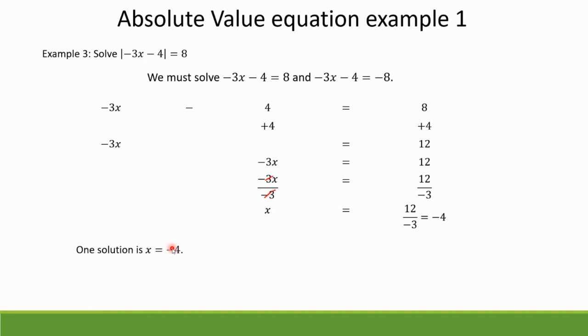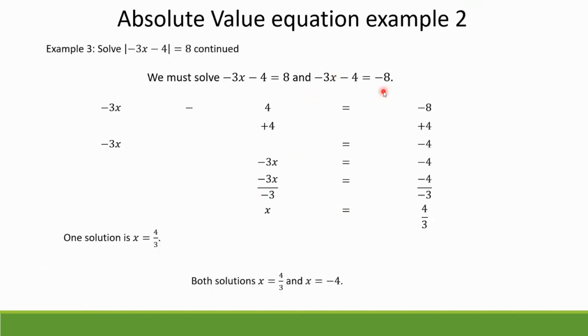Now we're not done though. How do I know we're not done? Because we have the other equation to solve. We have two equations to solve. We have to solve this one as well. It's really the same steps, actually. Your answer is going to be different, of course. We have -3x minus 4 equals -8.